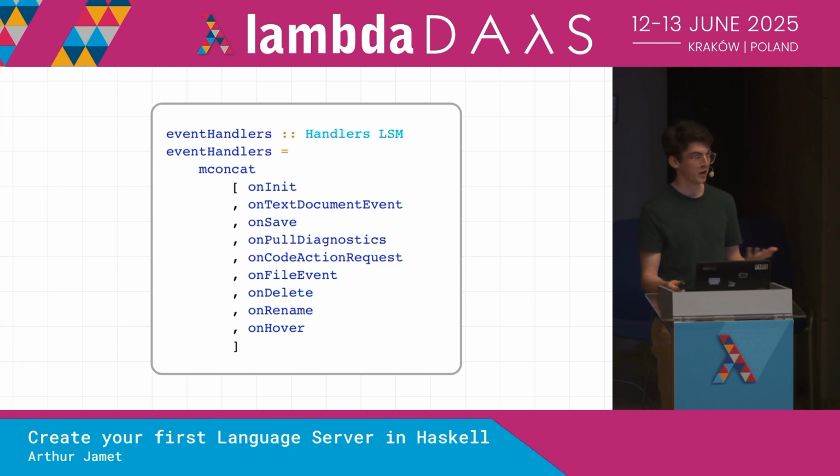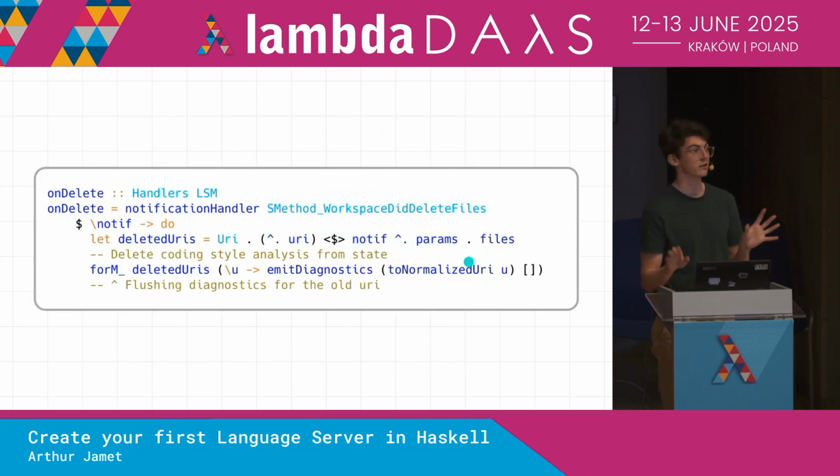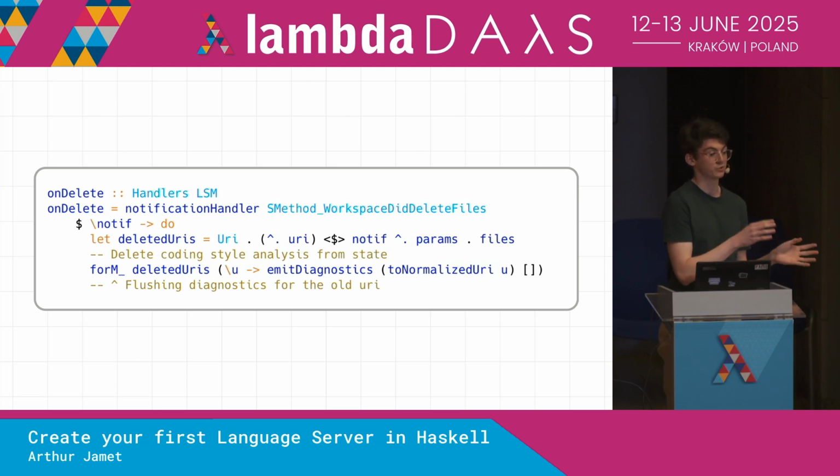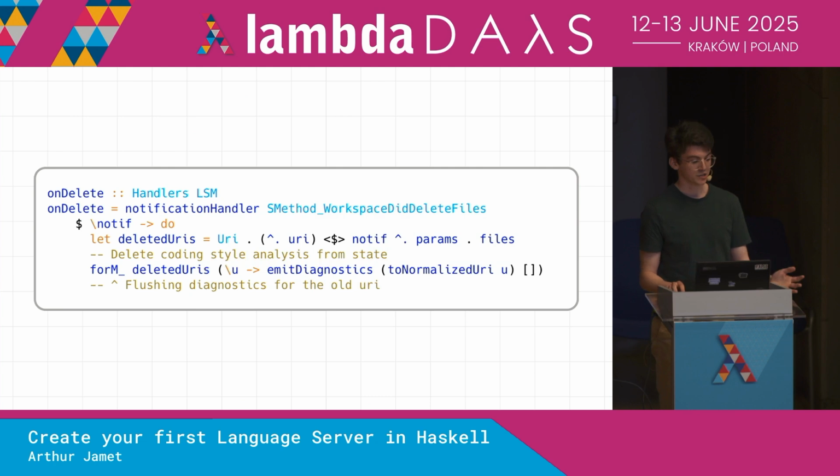For example, what would happen when you delete a file in your IDE? Well, off the top of my head, there's not that much that you would need to do, aside from maybe removing the potential diagnostics that you had for these deleted files, and you would want to remove them from the internal state. Actually, this is the code of the deletion notification handler. So it's just a notification. We don't have to send anything back to the server. From the notification payload, we retrieve the URIs of the deleted files, and we delete them.